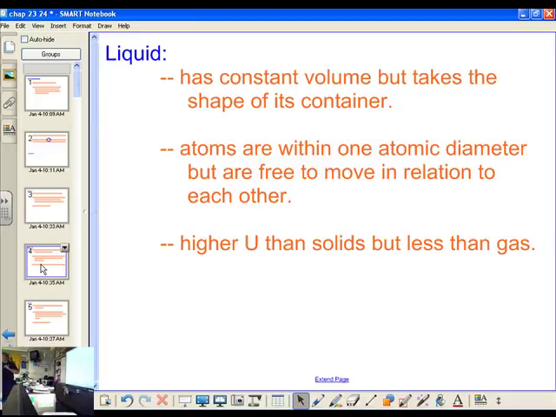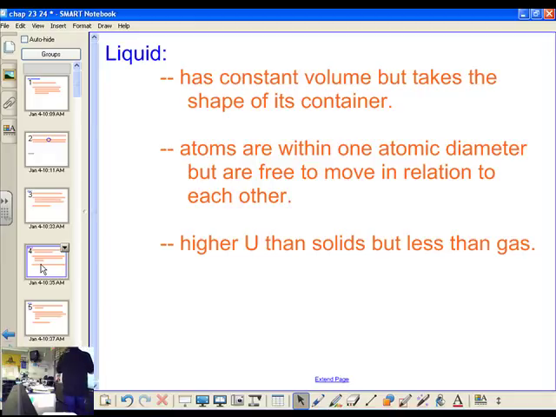You might add a thing here. Liquids are incompressible. You cannot compress a liquid. In the world of fluids, this is the big difference between a liquid and a gas. Liquids cannot be compressed. In other words, I cannot force a liquid into a smaller volume. But I can force a gas into a smaller volume.